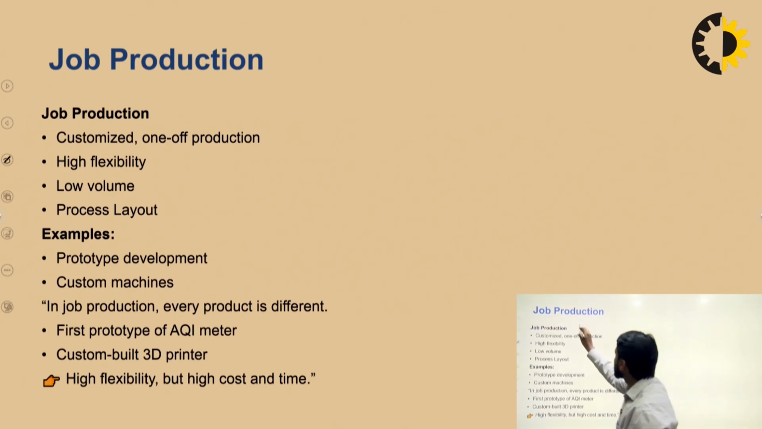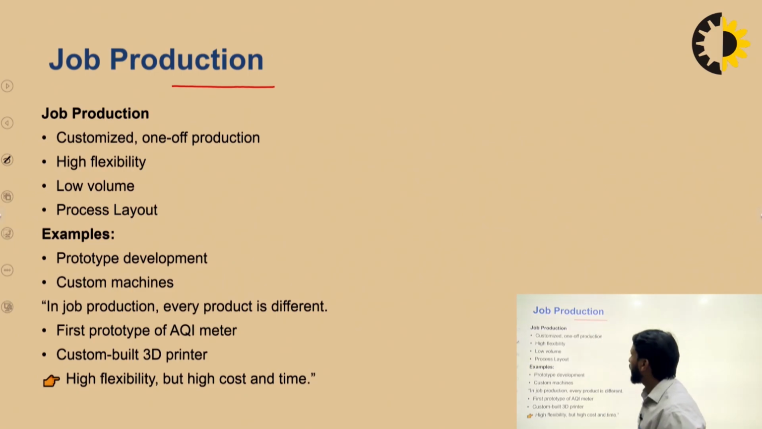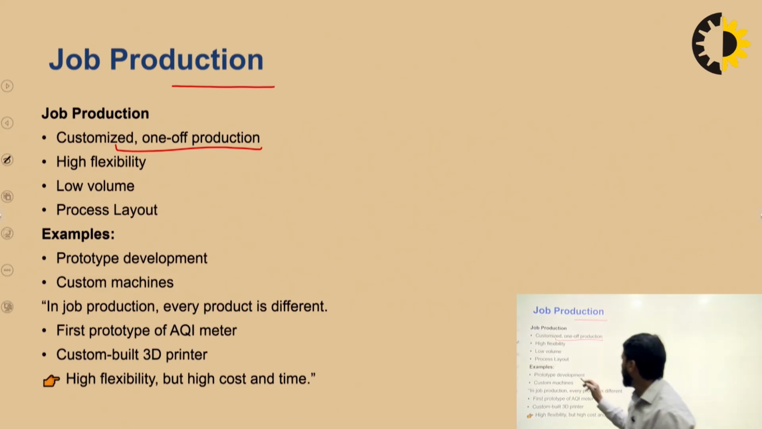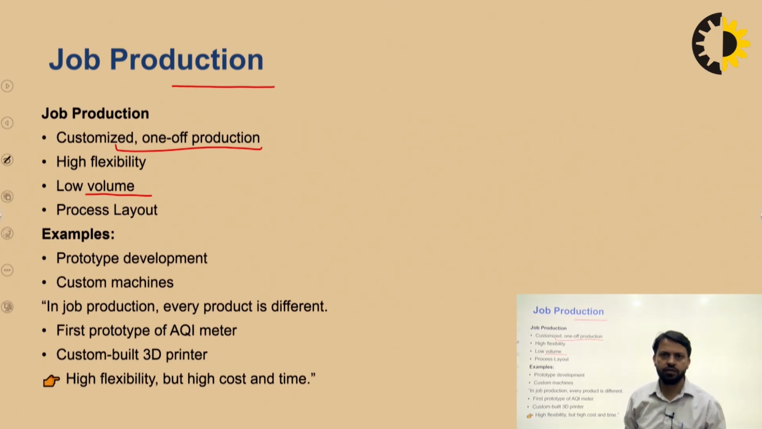So in the job production system, first we have to see customized or one-off production. That means if you are going for a very specific technology, a very specific product that you have to make in 1 or 2 quantities or few quantities, for example customized implants, you can go for job production. Or second, low volume. If your market demand is like that, you are going to produce 1 or 2 components or few components in the start of the business model, then you can opt for job production system.